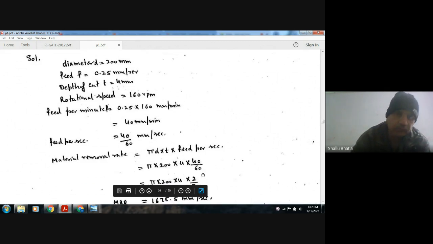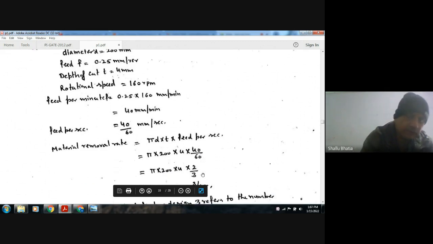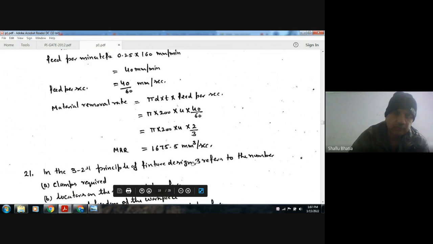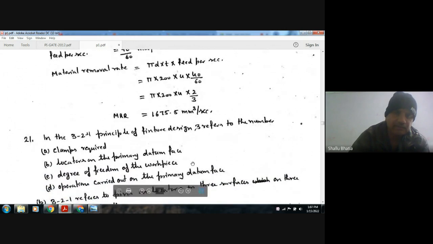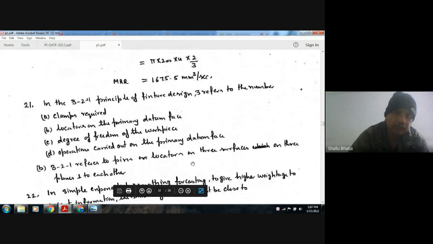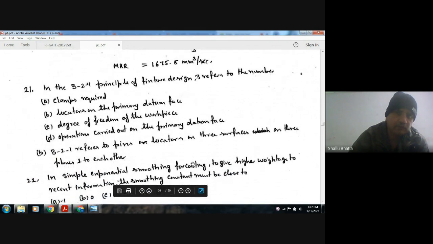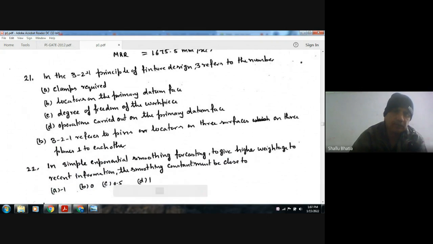So we have all the dimensions. Pi D, where D is 200, t is 4, and the feed per second is 40 by 60. So the answer here is 1675.5 mm cube per second. Metal removal rate is 1675.5 mm cube per second.